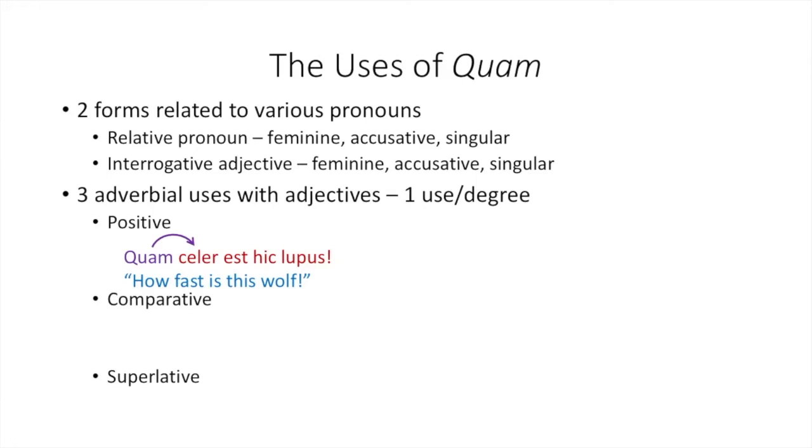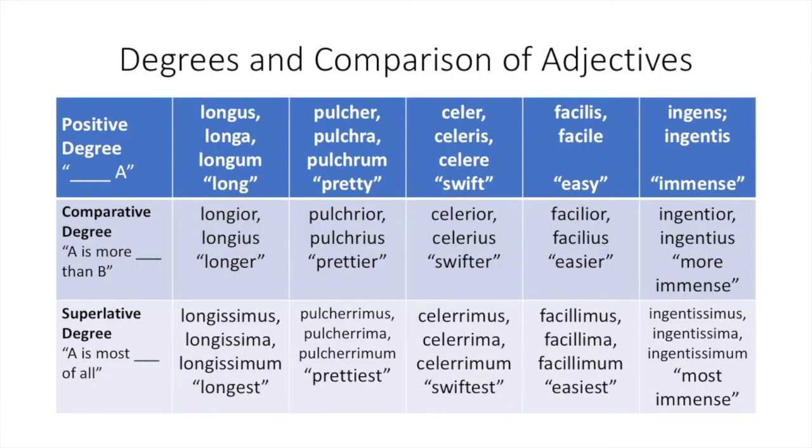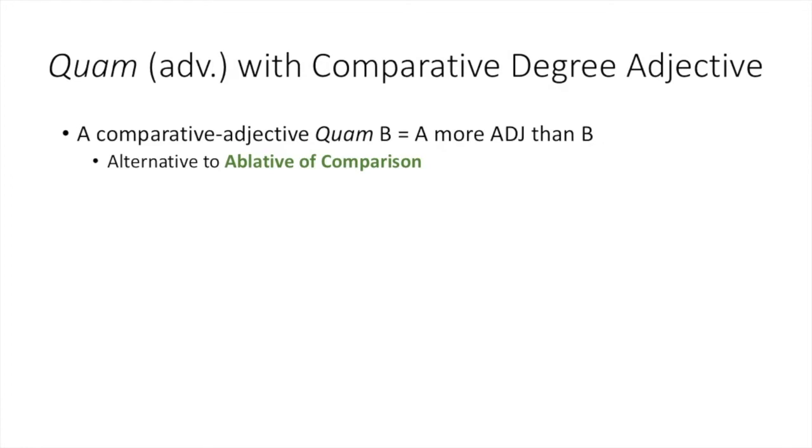So let's look at the comparative degree. And remember the comparative degree will have that longior, longius, that IOR, IUS, and the base will always have the IOR with the ending if it's not in the nominative case. So quam with the comparative degree adjective is essentially an alternative to the ablative of comparison, where we're saying A is more blank than B. Here, we actually have a word for than, quam. And you just need your comparative adjective. Usually it comes before quam.